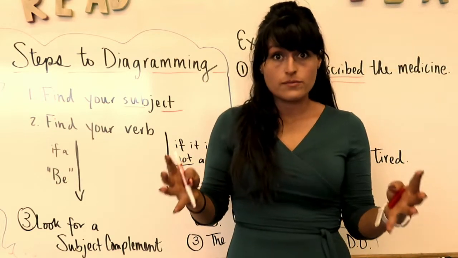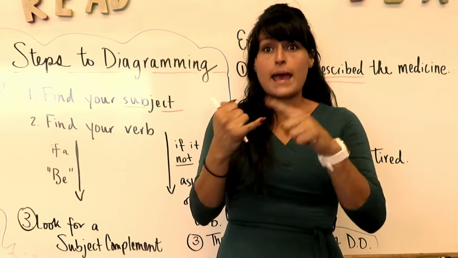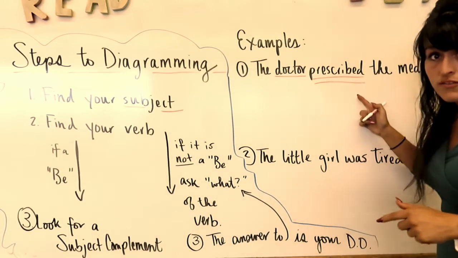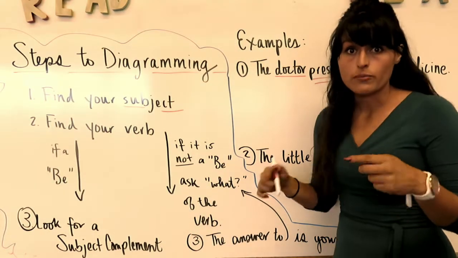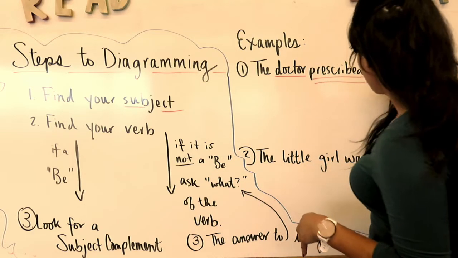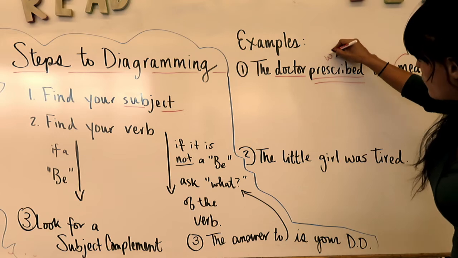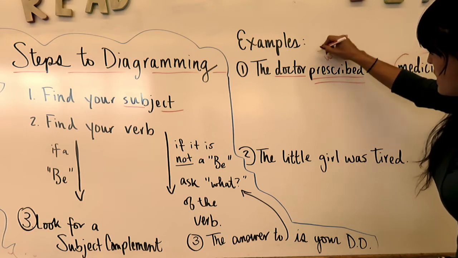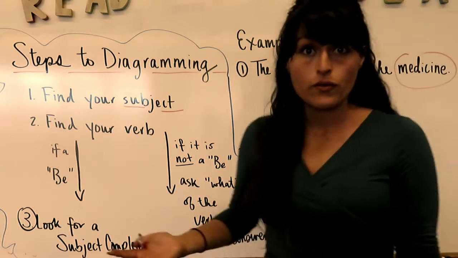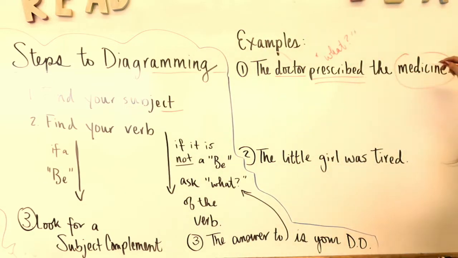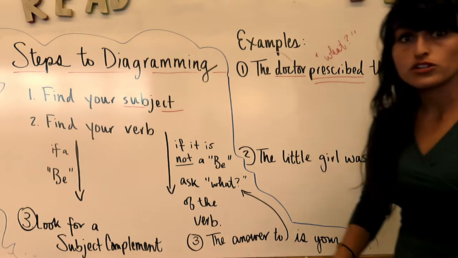There's a list of be verbs in your notes. They are am, is, was, were, are. So, is prescribed a be verb? The answer is no, so I'm looking for a DO. My direct object here is medicine. Prescribed what? Medicine. The leftover words are adjectives. What is the describing? Doctor. What is the describing? Medicine. Okay, so we're going to do this one more time.